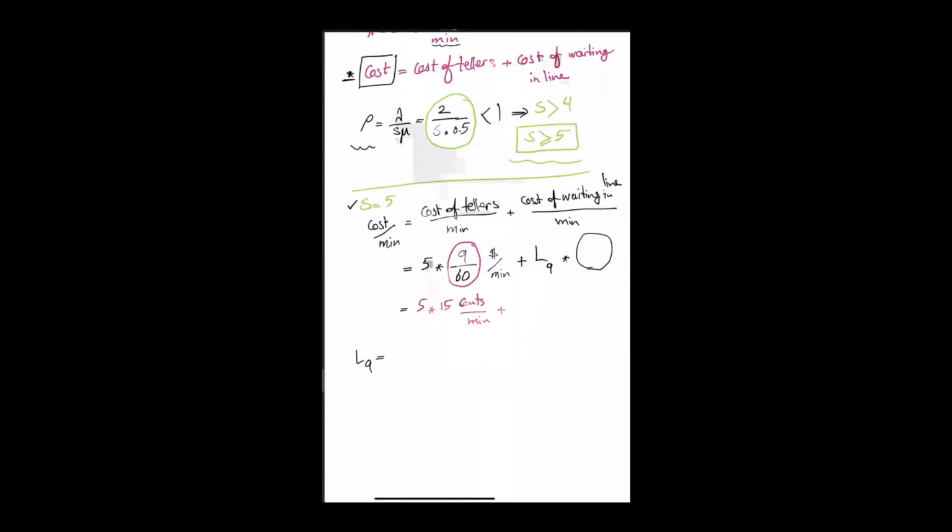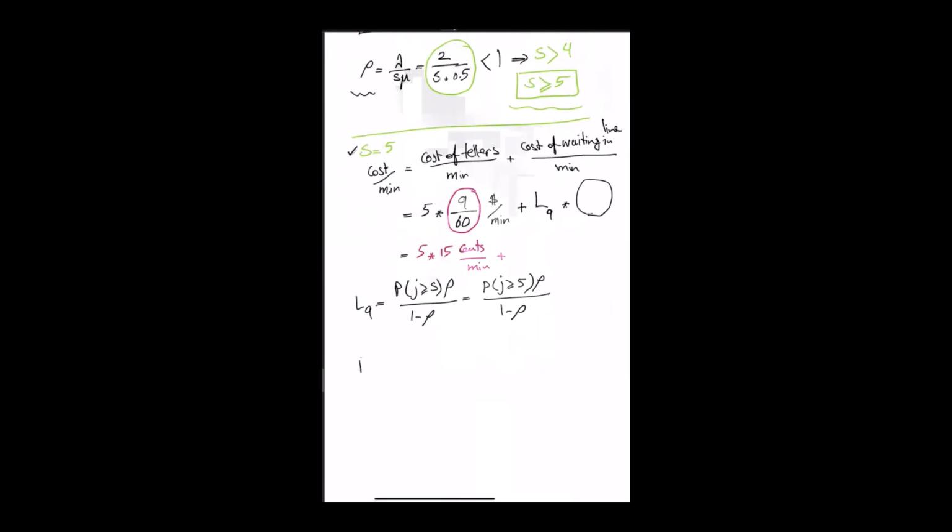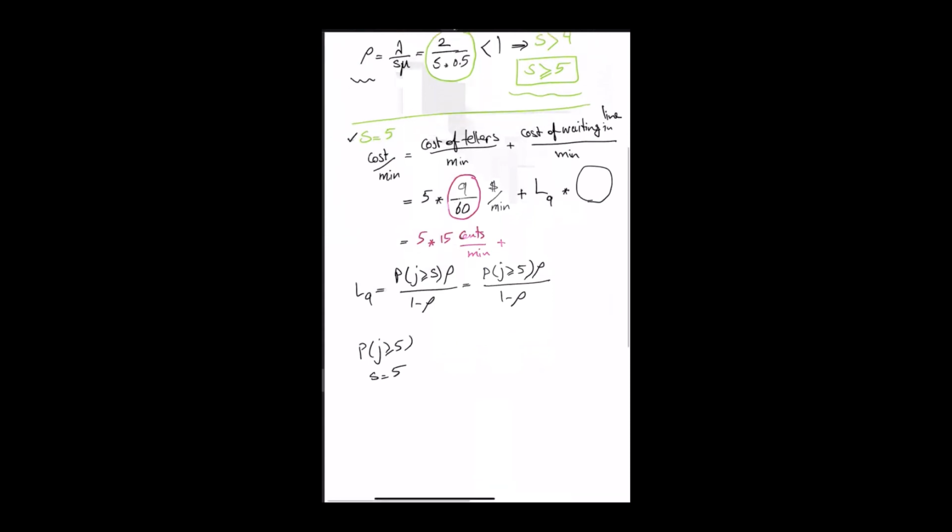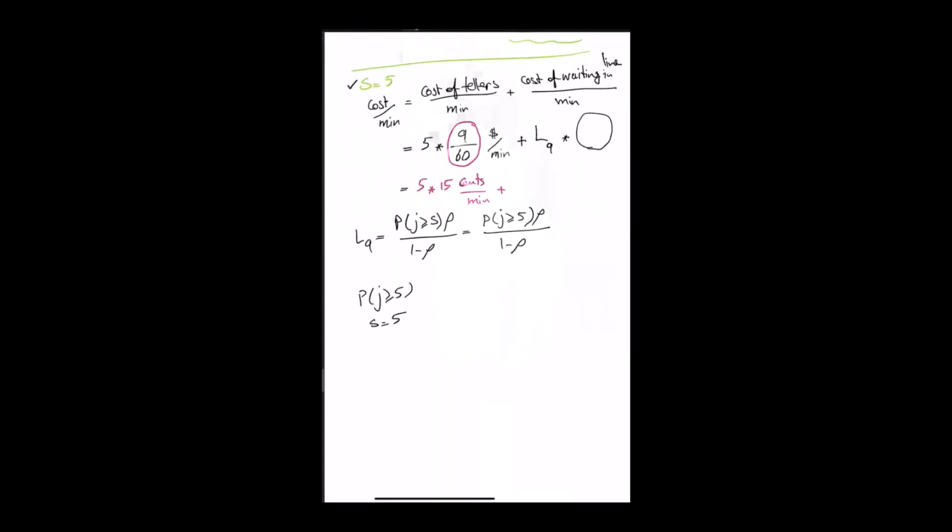So LQ equals the probability of J greater than or equal to S, times rho over 1 minus rho. Here S equals 5. So that's the probability of J greater than or equal to 5 multiplied by rho over 1 minus rho. To be able to calculate the probability of J greater than or equal to 5 from the table, I need two things. I need to know S, which is 5 here, the number of servers. I also need to know rho.